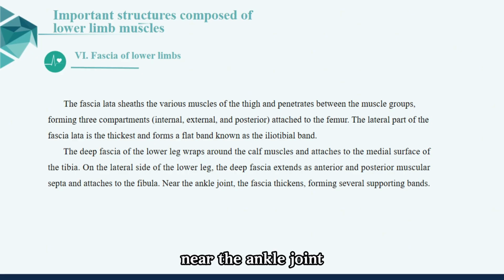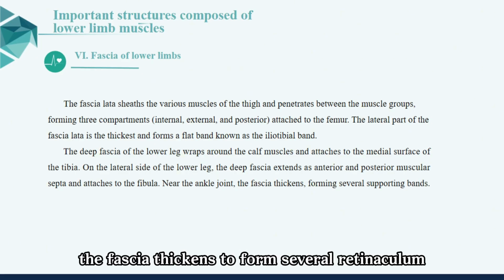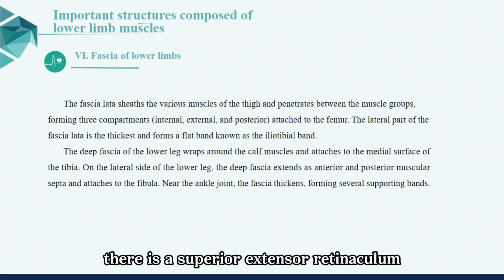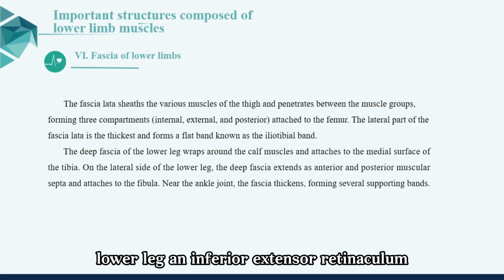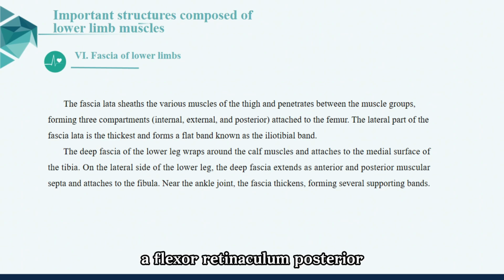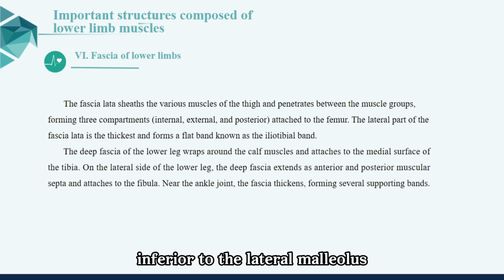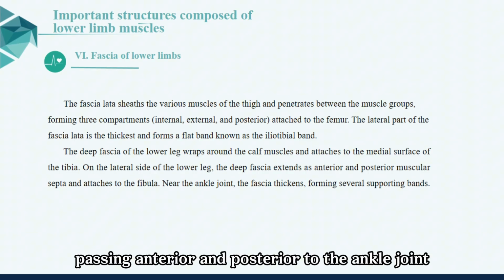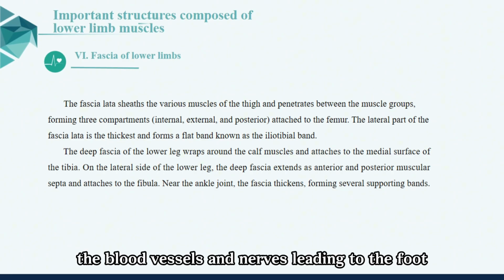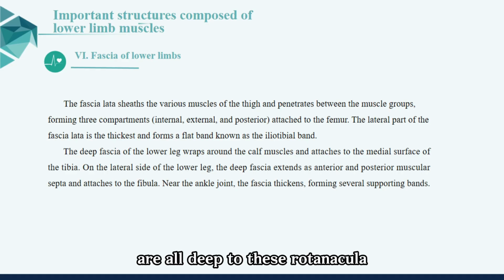Near the ankle joint, the fascia thickens to form several retinacula. There is a superior extensor retinaculum on the anterior lower leg, an inferior extensor retinaculum anterior to the ankle joint, a flexor retinaculum postero-inferior to the medial malleolus, and a superior peroneal retinaculum and inferior peroneal retinaculum postero-inferior to the lateral malleolus. These retinacula restrict the tendons passing anterior and posterior to the ankle joint. The blood vessels and nerves leading to the foot are all deep to these retinacula.